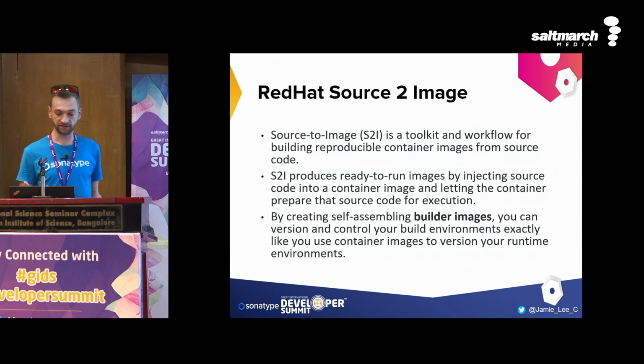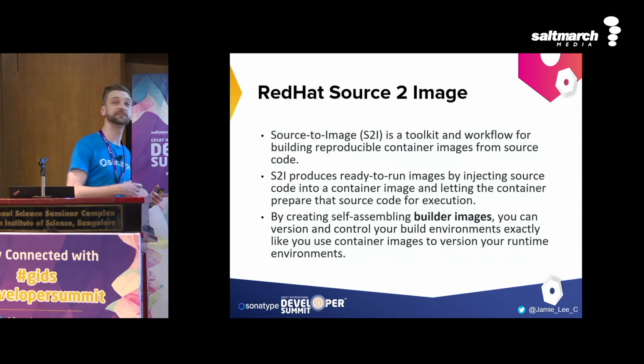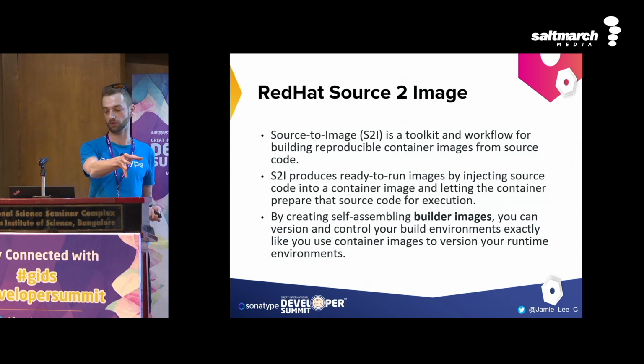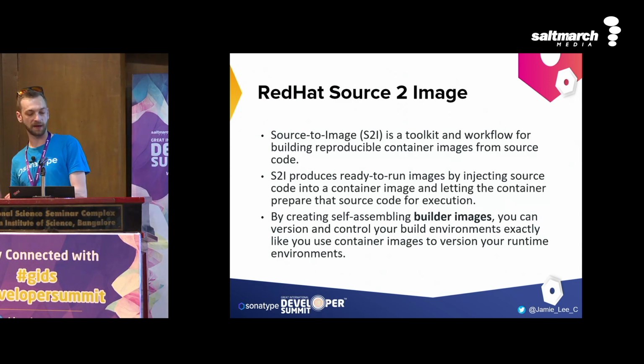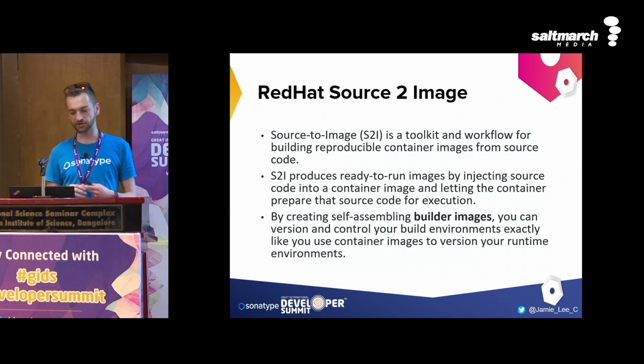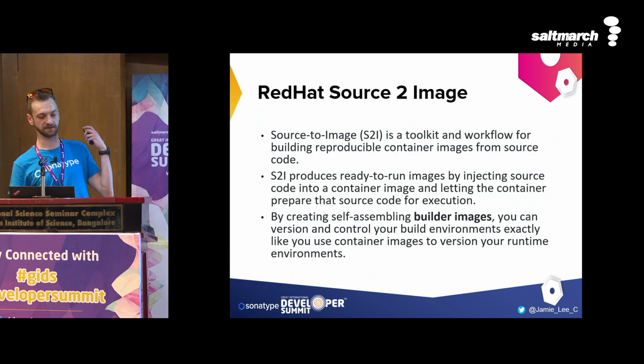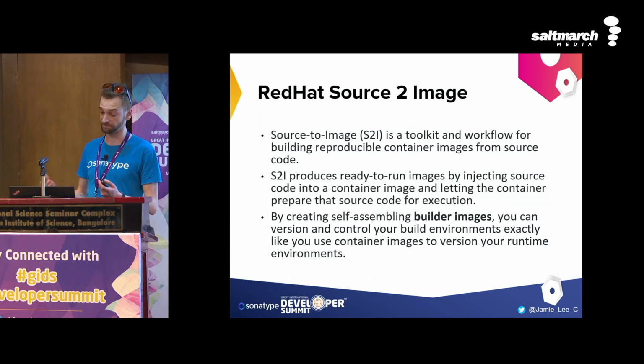There is another technology, Red Hat source to image. This is kind of similar. You point Red Hat source to image at your source code, and out will pop an image. It produces ready-to-run images, and it essentially injects your source code into the container image, letting the container prepare the source code for execution.